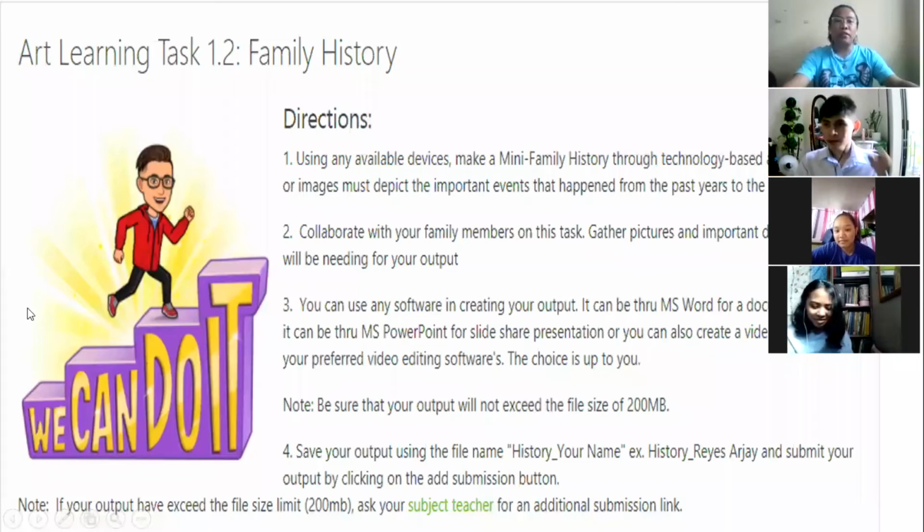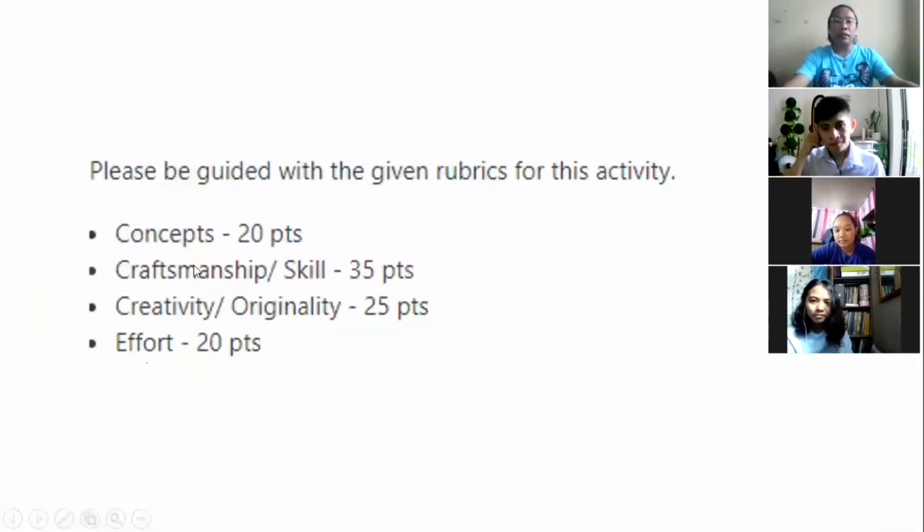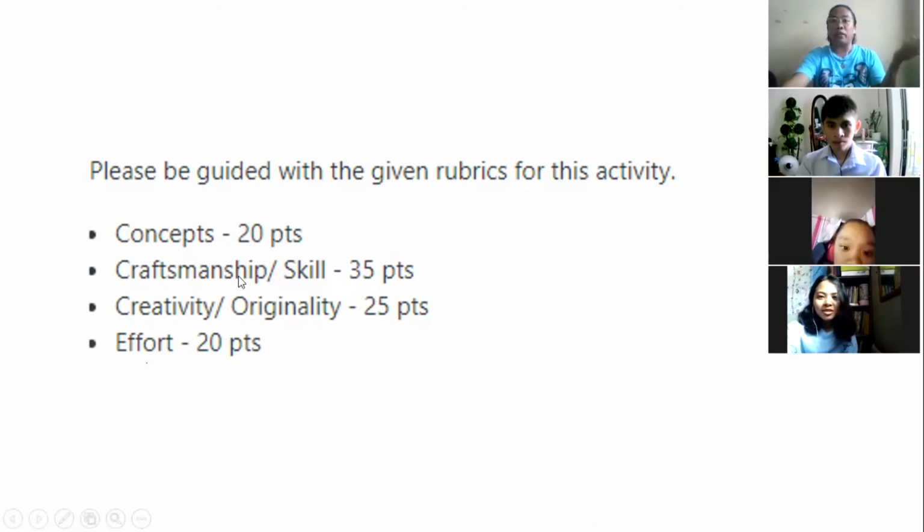Okay. So, you can use these rubrics. So, you will be guided. So, you'll have 20 points for concept. Okay? But since it's a family history, dapat in a sequence, no? Mula sa pinakamaliit kayo hanggang sa pagtanda nyo. Ganon, no? Craftsmanship or skill, that is 35 points. Kung paano siya ginawa at kung paano yung napili yung software or application. And 25 points for creativity and originality. And of course, 20 points for effort. Nagpasa ka pero walang kakwenta-kwenta yung ginawa mo, yun, 20 points. Char. Okay, use this guide or this rubric para mag-guide ka.